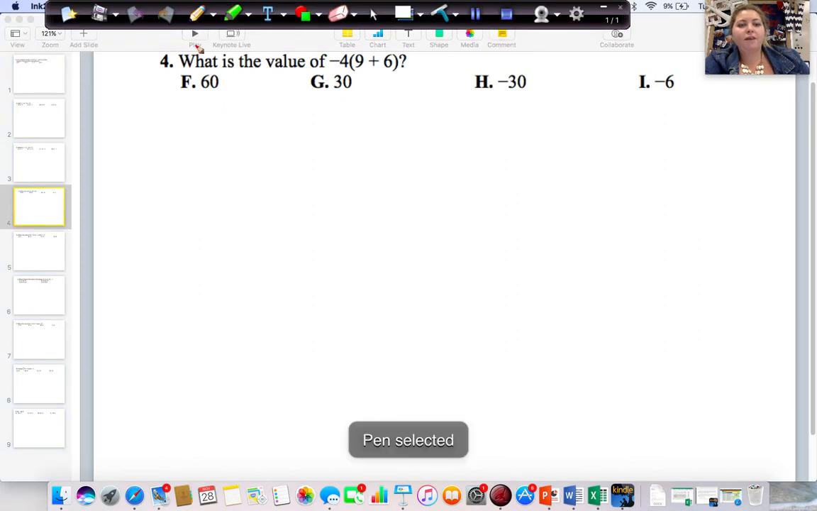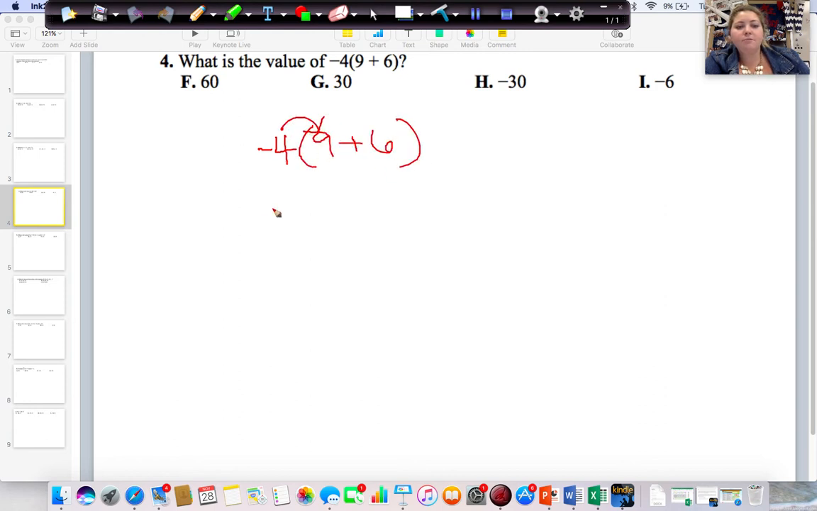Okay, now we've got what is the value of negative 4 and then 9 plus 6 in parentheses. So we've got negative 4 on the outside, 9 plus 6 in parentheses. Negative 4 times 9 is negative 36, and negative 4 times 6 is negative 24, and negative 36 plus negative 24 gives us negative 60. These are both negatives, so you're actually going to add them together and your answer is going to be negative. Or you can say that you're at negative 36 and you're adding 24 sandbags, which is going to make you go down. Okay, so we've got negative 60.